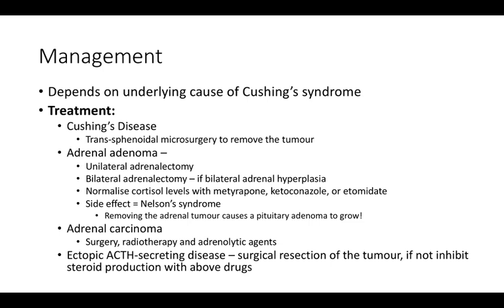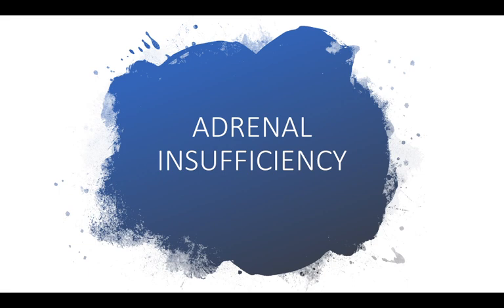Adrenal carcinoma is a very aggressive form of cancer or malignancy in most cases, and this is treated with surgery, radiotherapy, and adrenolytic agents. Ectopic ACTH secreting diseases are treated by looking for the underlying cause, which can be very difficult to find, and then surgical resection of the tumour if this is possible. If not, drugs that we've discussed above that inhibit steroid production are used to prevent cortisol production. We'll now finish by discussing adrenal insufficiency.